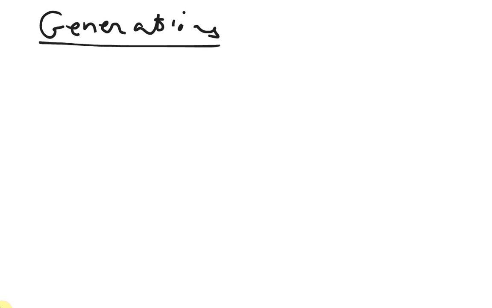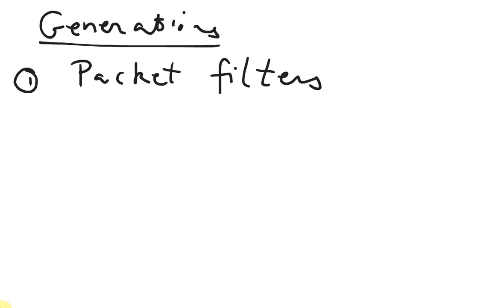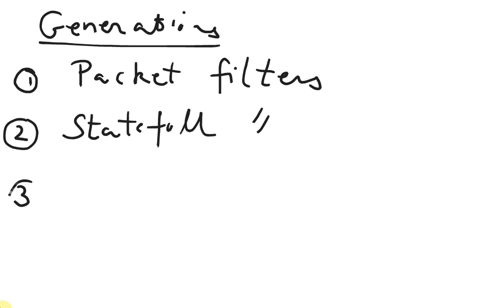Now the question that comes to our mind is, how many types or generations of firewalls are out there in the market? To answer that, we would first discover the generations of firewalls. Firewalls came into existence in the 1980s, and the first generation of firewalls were called packet filters, and then in the 90s we got stateful filters or stateful firewalls, and then in the 2000s we got application layer firewalls.